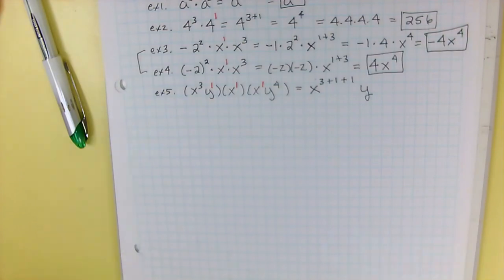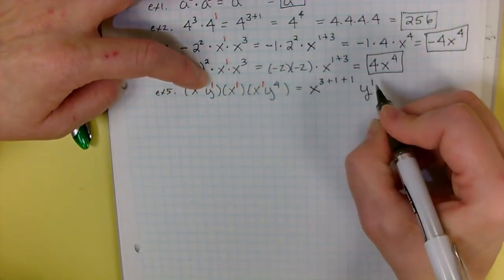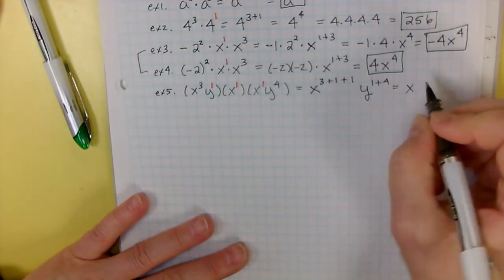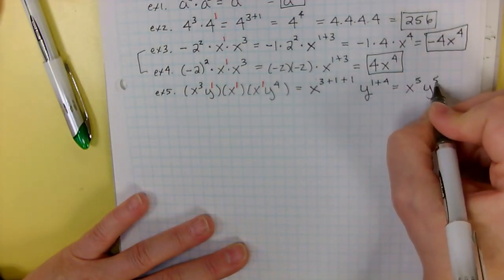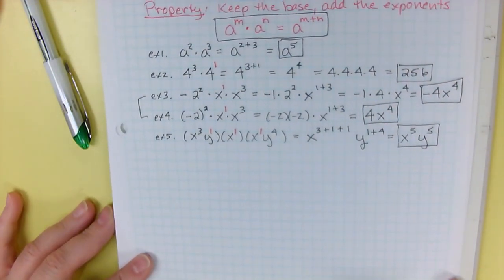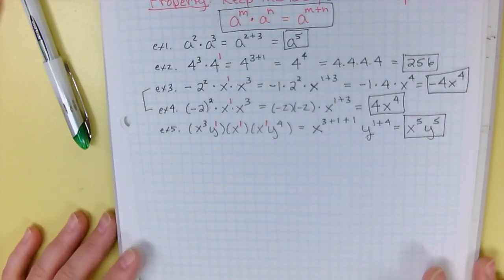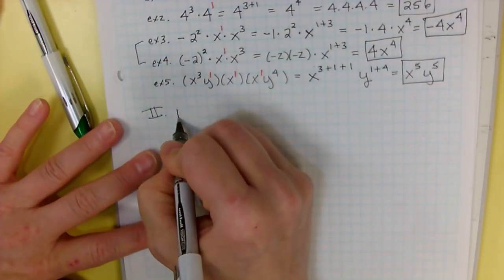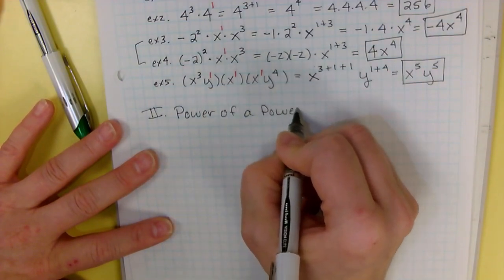And now y, base y, keep the base, add the powers. I have a power of 1 and a 4. 1 plus 4. So 3 plus 1 is 5, and then I have y to the 5th. So x to the 5th, y to the 5th. Any questions about product of powers rule? All right, this is multiplying powers. Okay, Roman numeral 2, we're going to do power of a power.